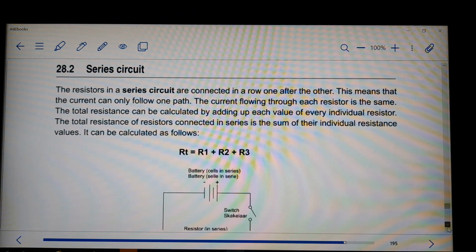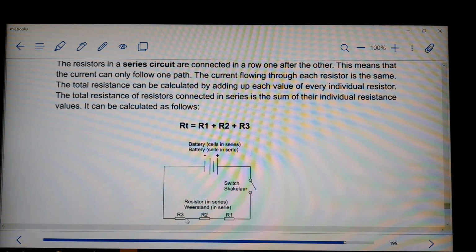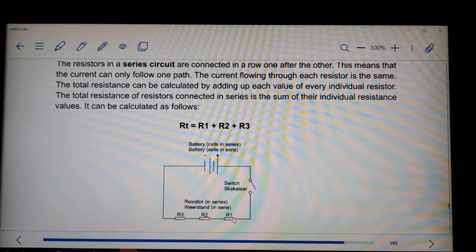And then let's talk about the series circuit. The resistors in a series circuit are connected in a row, one after another. So it can be the light bulbs here, or whatever resistor you use. They are connected in a row. This means that the current can only flow in one path because there is one path. The current flowing through each resistor is the same.